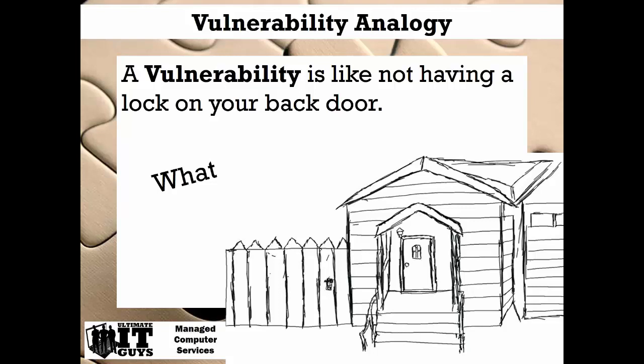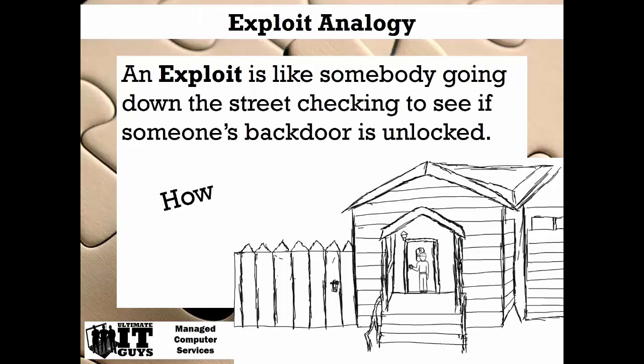If we break it down to just one simple word, the vulnerability is kind of the what. It's the what is wrong, it's the theory around it. If we take our next step and talk about an exploit, it's more of the how things happen. An exploit is like somebody going down the street checking to see if somebody's back door is unlocked.